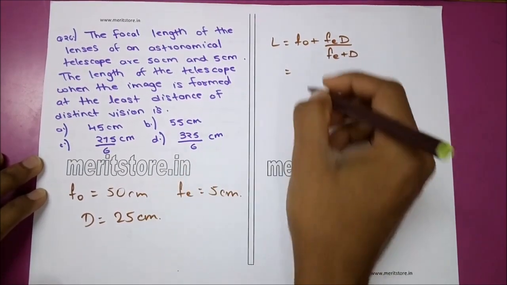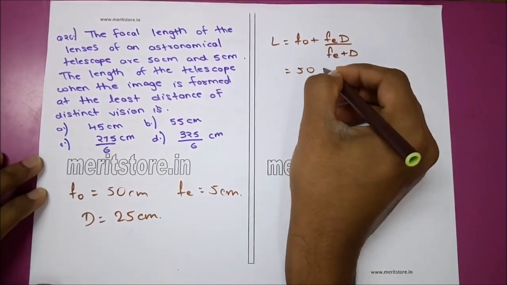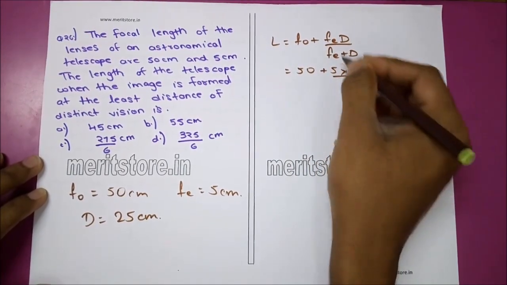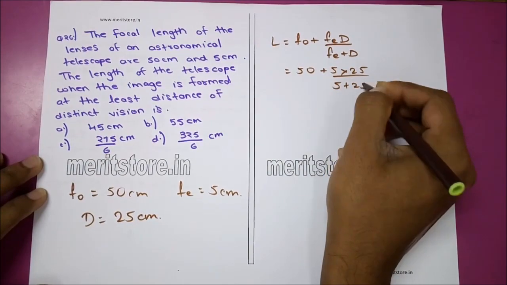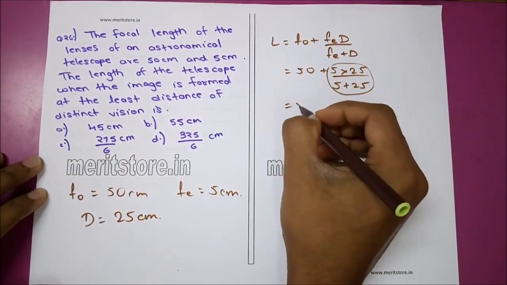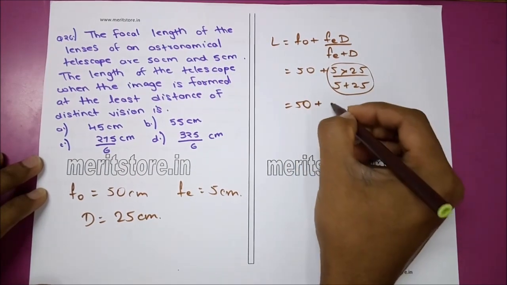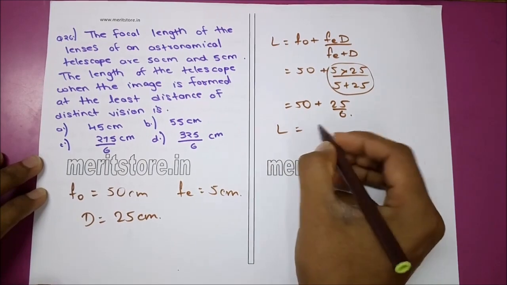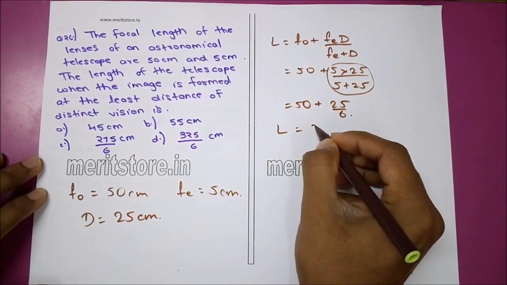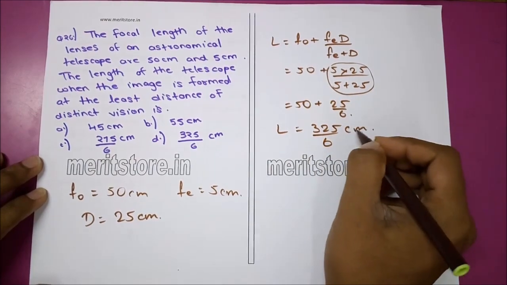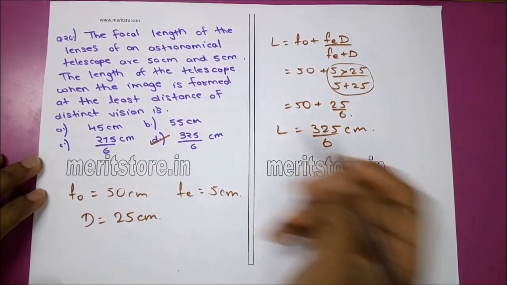So substituting these values, we get 50 plus 5 into 25 upon 5 plus 25. Solving this, we get 50 plus 25 upon 6. So the length of the telescope comes out to be 325 upon 6 centimeters. Hence option D is the correct answer.